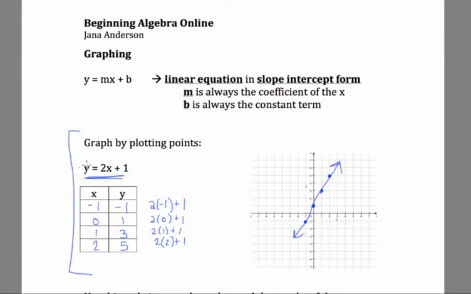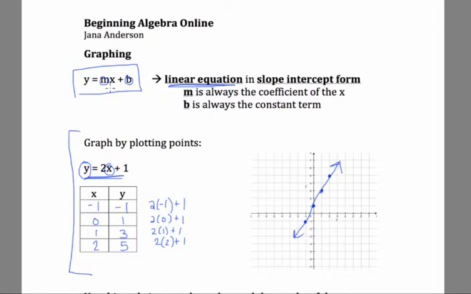So again, when there's two variables, an x and a y, you have many solutions, and those solutions form a pattern which can be graphed. When the equation looks like this, y equals some number times x plus some number, that's always going to give us a pattern of a line, a linear equation. We call this slope-intercept form. We'll talk a little bit later about why that name exists.